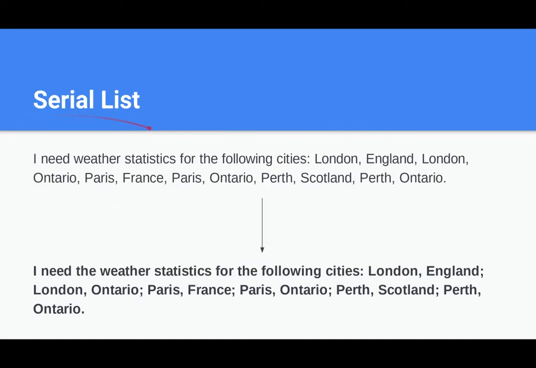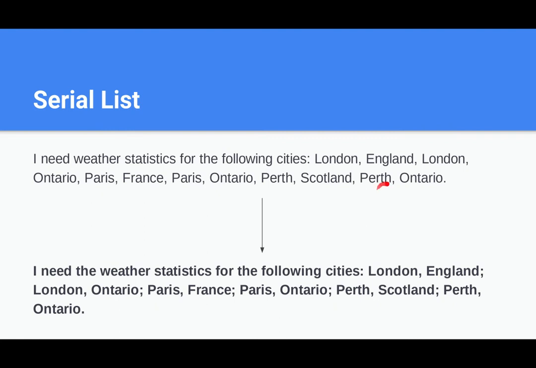All right, so third, serial list. Now this one's a little confusing. So just bear with me again. If you have questions, you can ask them after you watch this. So with a serial list, if you look here, we have a list of towns in countries. And remember, when you write a town and then you say what country it's in, it's always the town, comma, the country. So we have, I need weather statistics for the following cities: London, England. So we know London, England's in one place. London, Ontario in Canada. In Ontario, there is a place called London, so not to be confused with London, England. Paris, France. Paris, Ontario.